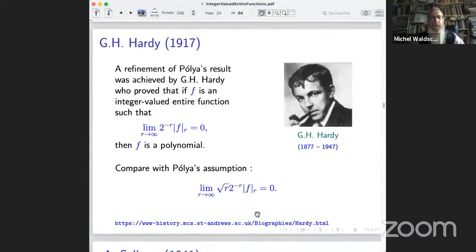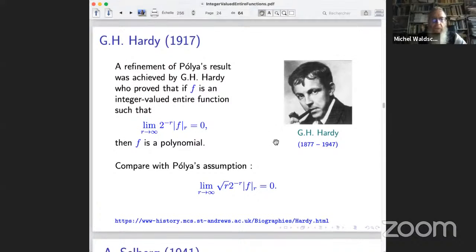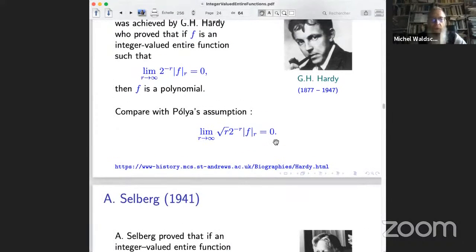The result of Polya was refined by Hardy in 1917. Hardy proved that if f is an integer valued entire function such that the lim sup of 2 to the minus r, f(r), is 0, then f is a polynomial. So you see it's better because you do not have the square root of r, which is here. So the assumption is weaker. And of course, for the function 2 to the z, the lim sup is 1. So it's not a contradiction.